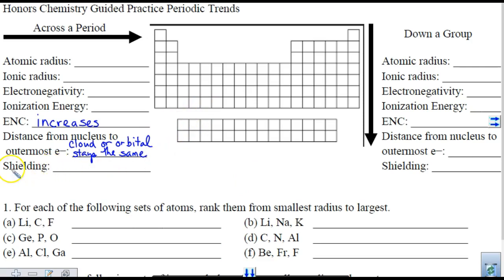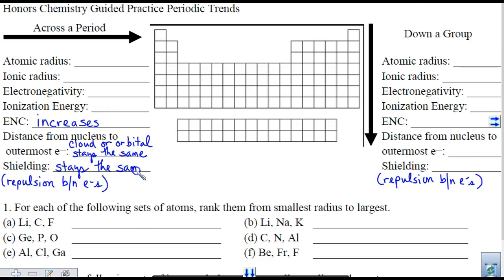Alright, also there's shielding, and if you'll recall, shielding is another way of saying repulsion between electrons, because they're like charges and they don't want to be anywhere near each other if possible. Okay, so as you go across the period, shielding is not an issue. I mean, there's a tiny bit of change, but it's not enough to make an impact that we have to worry about. So we're going to list that as stays the same.